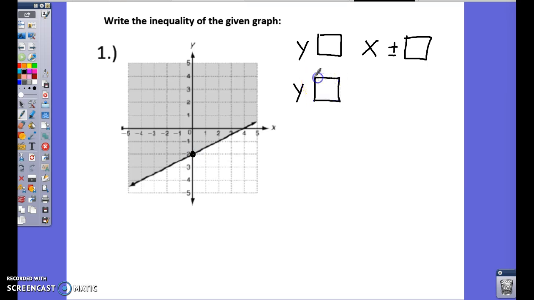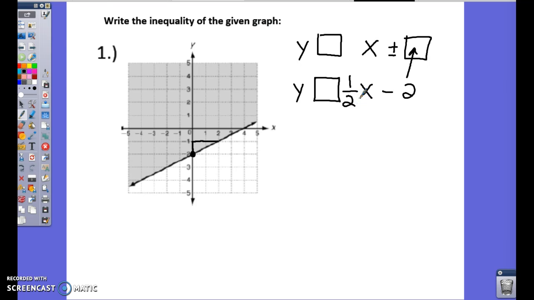So I don't know what the inequality is just yet, but the negative 2 I'm going to go ahead and write as this. In other words, I'm filling that in to this space. Okay. I also need to figure out what the slope is, and looking at the graph, I see I can go up 1 and over 2, so that would be a slope of 1/2. So I'm going to go ahead and fill that in as my coefficient in front of the x.